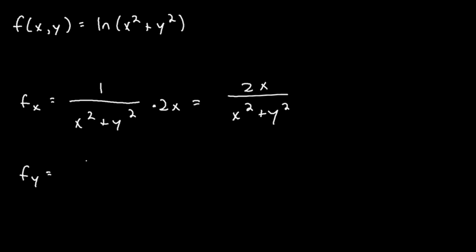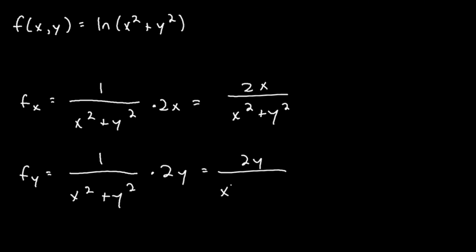We'll do the same thing with y. The concept is still the same. Now we take the y partial of the inner function, which is x squared plus y squared, and that is 2y. So our y partial is 2y over x squared plus y squared.